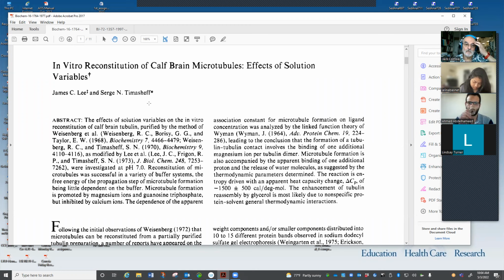All right. So what we're going to do today is talk about two papers. This is a paper from James Lee and Serge Timoshev in 1977. This was in vitro reconstitution of microtubules. I mentioned some of this stuff when we did the ring formation, magnesium-induced ring formation. This is looking at effects of solution variables.